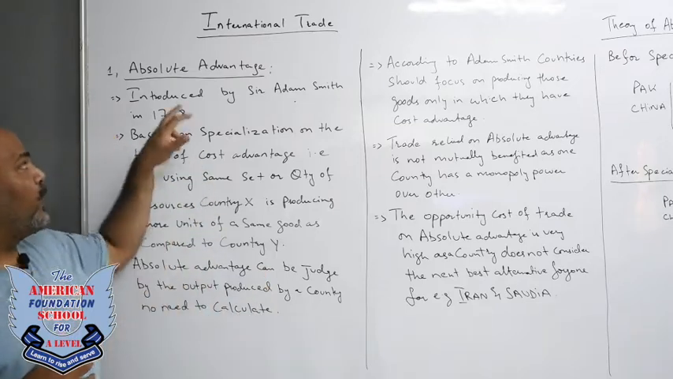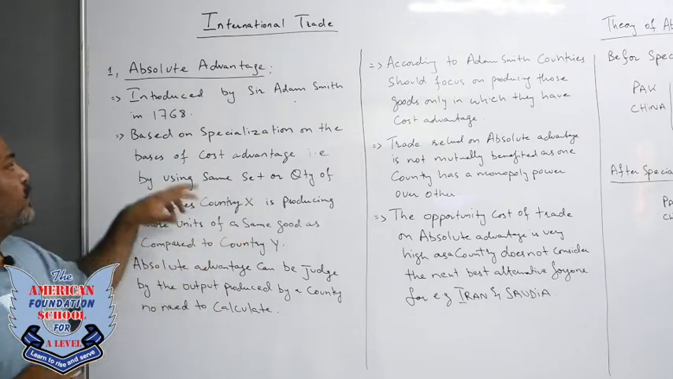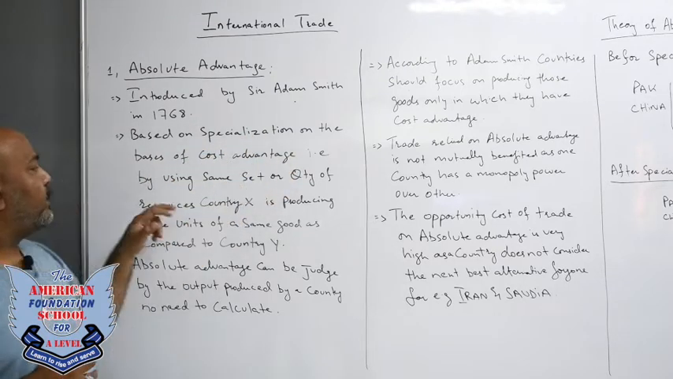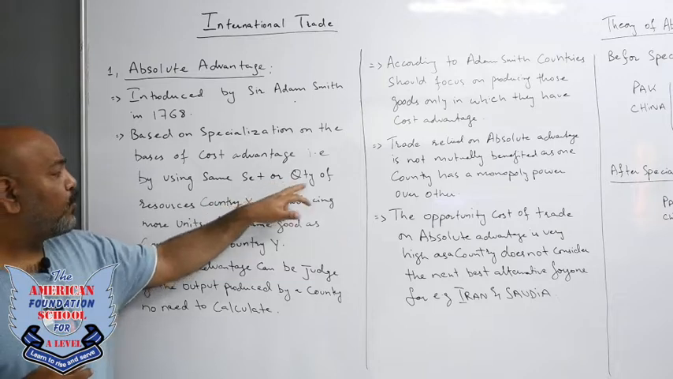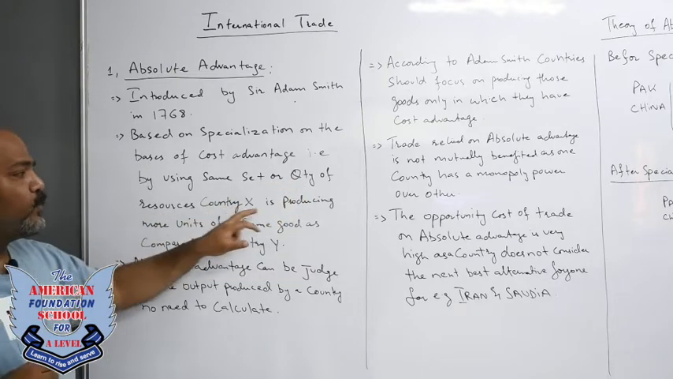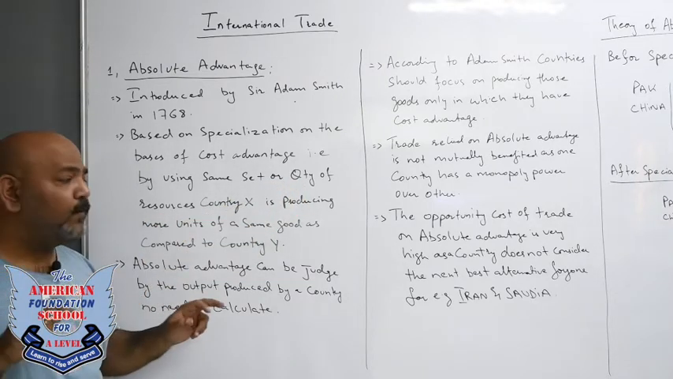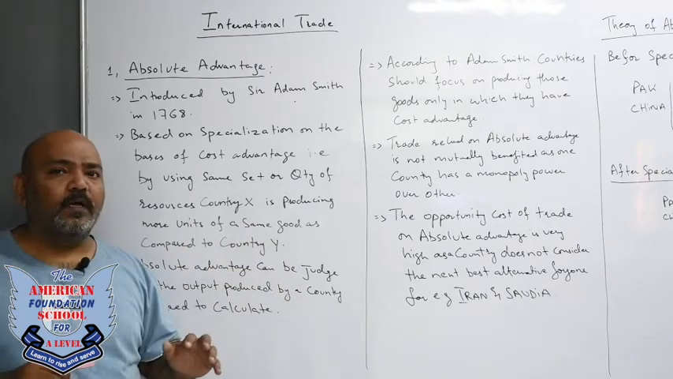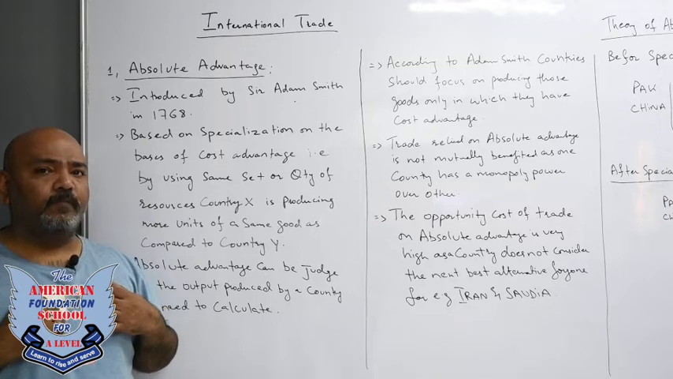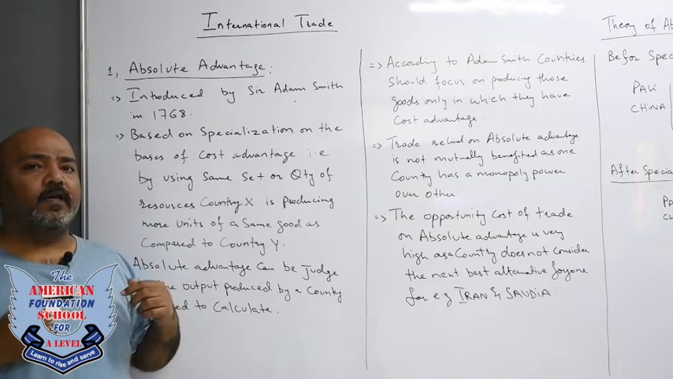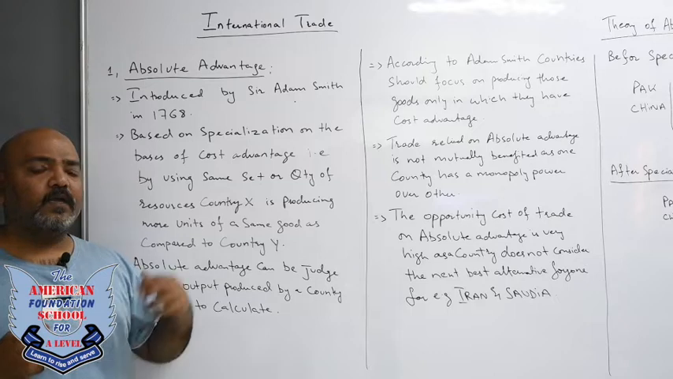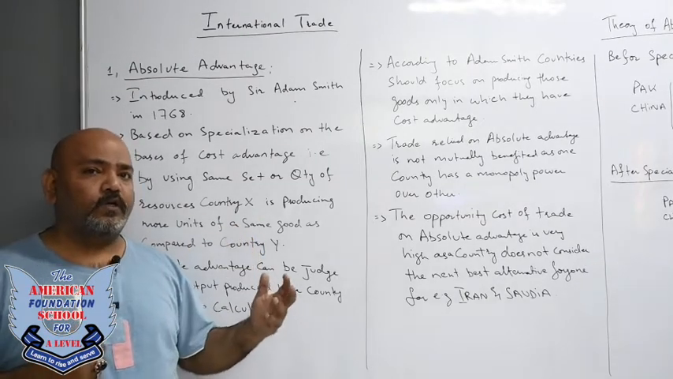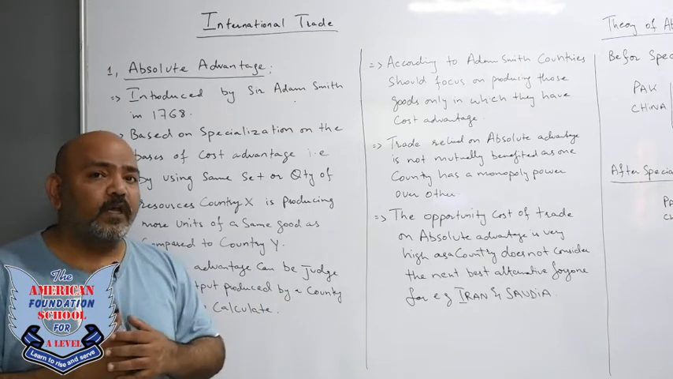So according to the absolute advantage theory, Adam Smith suggested specializing on the basis of cost advantage, that is, by using the same set or quantity of resources, country X is producing more units of the same good as compared to country Y. For example, if I am producing one table and sacrificing 10 chairs, and the other country is producing the same table and having an opportunity cost of more chairs, it is opportunity cost ratio.